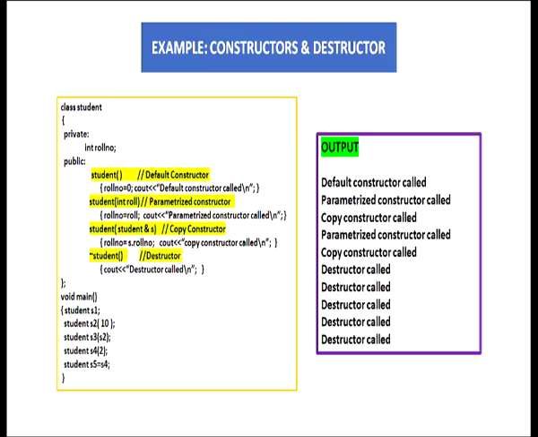Now, the last statement is student S5 equal to S4. In this case again the copy constructor will be invoked and the value of the data member of S4 will be copied to S5, and the statement "copy constructor called" would be displayed. Now, you can see the main is over and your program is also over.